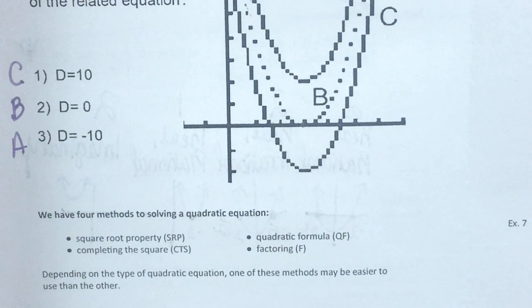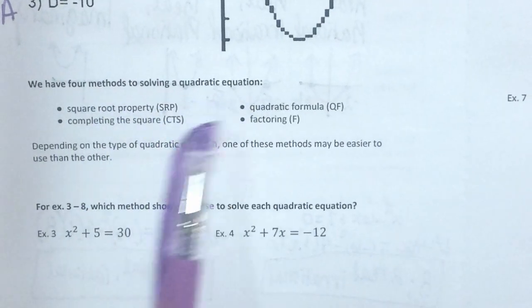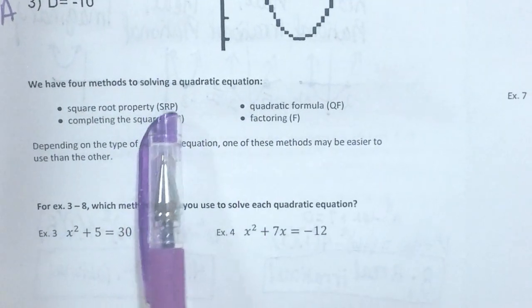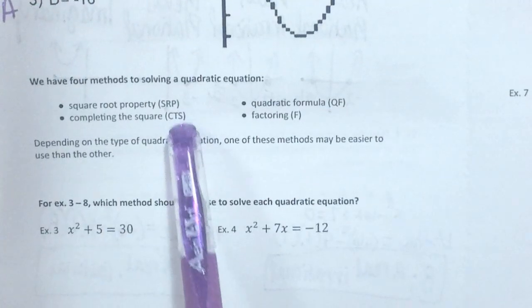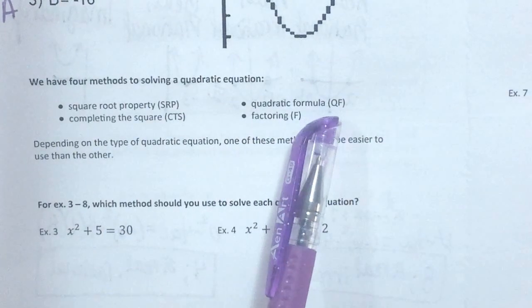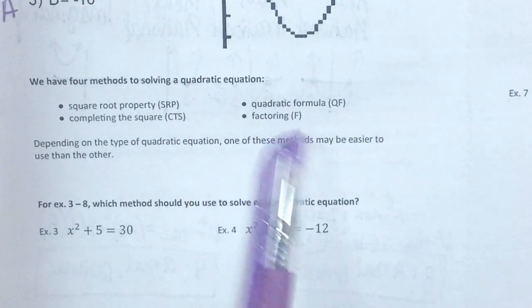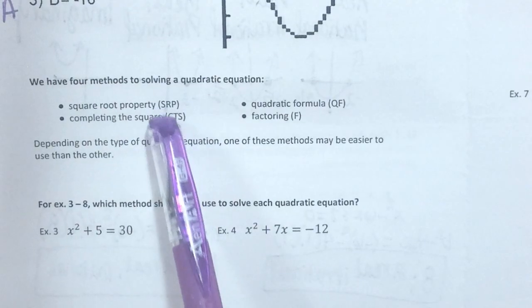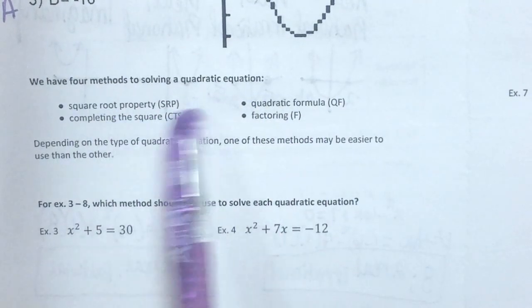Okay, now we're going to go into how do you choose the best method. We have 4 methods of solving a quadratic equation, and for our purposes, we're going to abbreviate them. Square root property, SRP, quadratic formula, QF, complete the square, CTS, factoring, F. Now, let's talk about some characteristics of problems that are good for each of these.